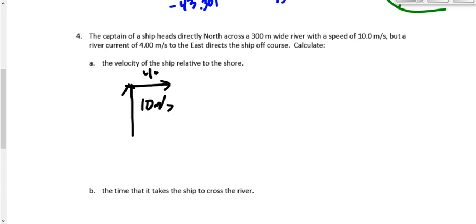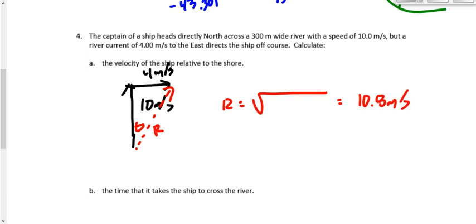So I'm going to draw it like this, 4 meters per second to the east, head to tail. And then my resultant vector, which is my dotted line vector, which is my actual motion, is what I'm trying to find here. We're going to say r is equal to the square root of 10 squared plus 4 squared, which gives me a value of 10.8 meters per second.